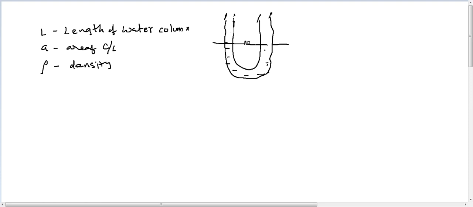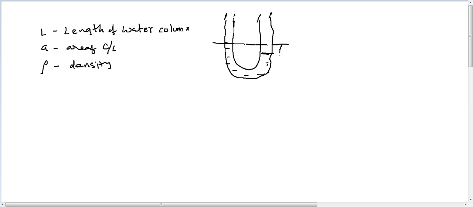So if you disturb this water, it will start vibrating, right? Then what is the frequency of vibration of that water column? That one we have to find out, where L is the total length of the water column, A is the area of cross section of this tube, and rho is the density of the liquid. So here is the mean location. After disturbing this, let us say we have disturbed this water by an amount x.